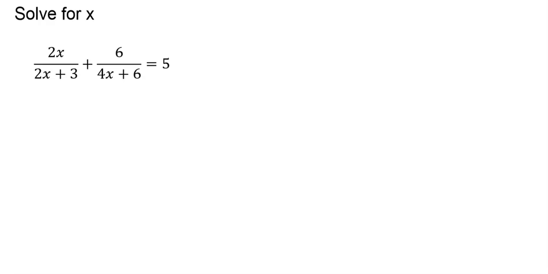But we can go through the same steps we did in the last problem, finding the least common denominator, multiplying everything through by that, and that will get rid of our denominators. Before we do that, it would be really helpful to factor this second denominator. So 4x plus 6 is the same thing as 2 times 2x plus 3.